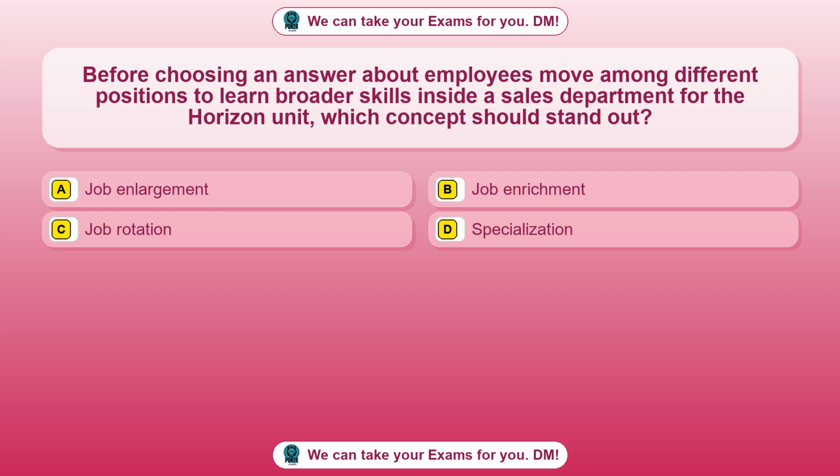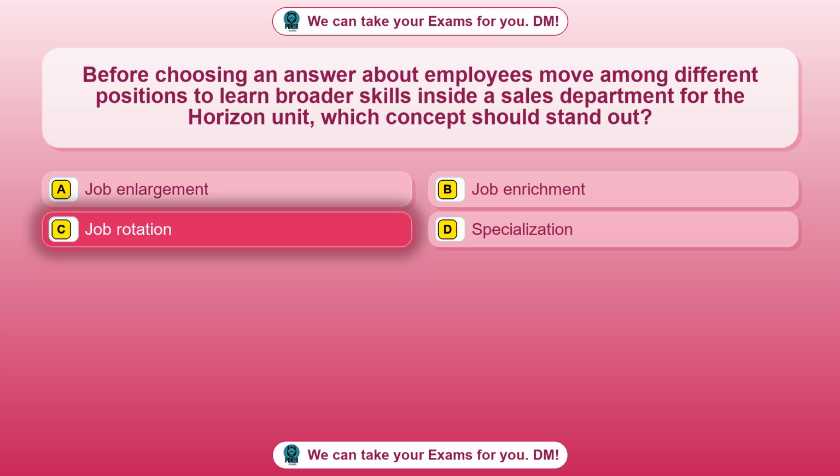Question 34. Before choosing an answer about employees move among different positions to learn broader skills inside a sales department for the Horizon unit, which concept should stand out? Option A, job enlargement. Option B, job enrichment. Option C, job rotation. Option D, specialization. The correct answer is option C, job rotation.